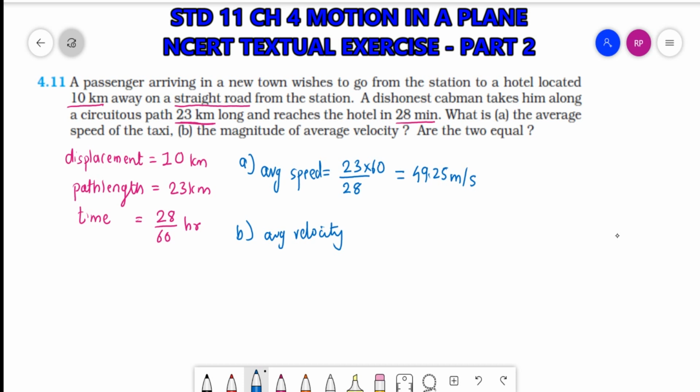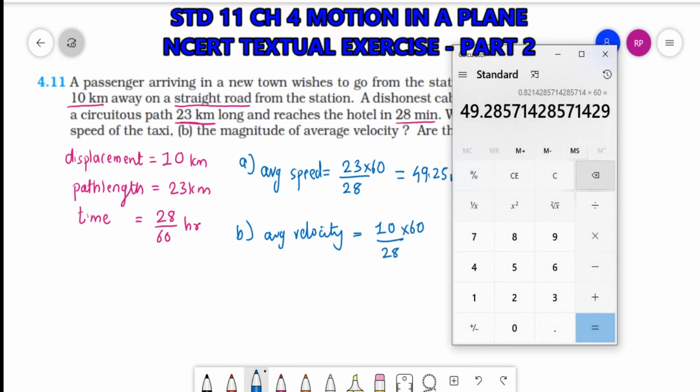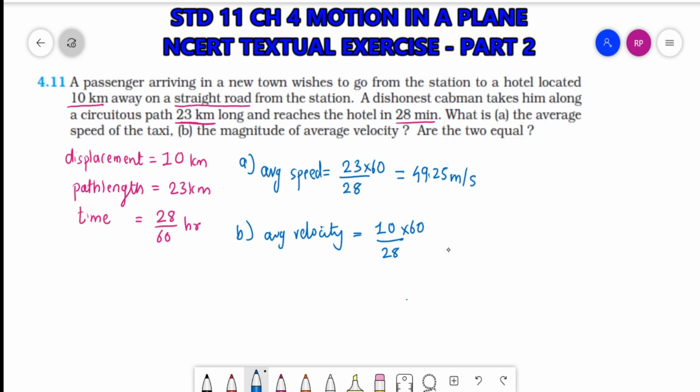And B, magnitude of average velocity, that is displacement upon time. What is displacement? 10 upon time, 28 into 60. So this will be equal to 10 into 60, that is 600, divided by 28. So that is 21.42 meter per second. Okay.